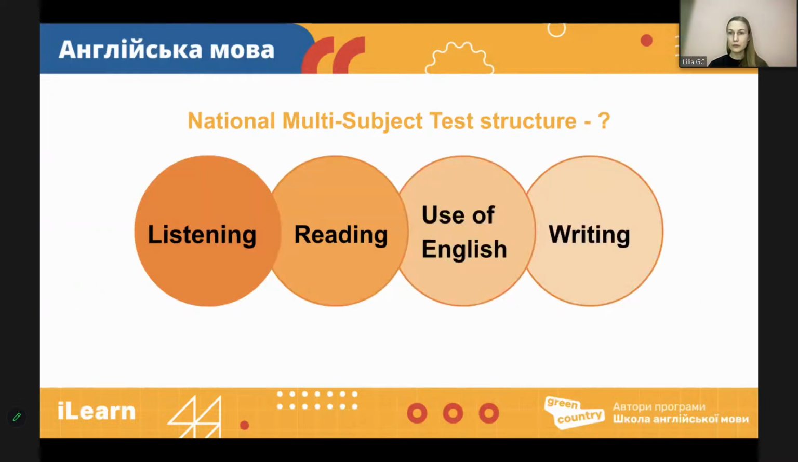So, first of all, let's revise the structure. Tell me, please, which of these activities we are going to have at NMT? Which of these activities are going to be there at NMT? I'm waiting for your comments.